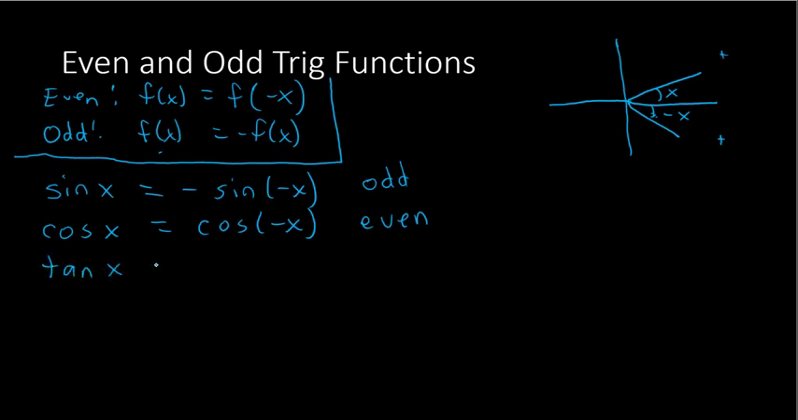And then we can do the same idea with tangent. So the tangent of x, how does that relate with the tangent of negative x? Well, tangent, remember, is sine over cosine. Up in the first quadrant, both sine and cosine are positive, so tangent is positive. Down in the fourth quadrant, sine is negative and cosine is positive. So the signs are different, which means the tangent is going to be negative. So the tangent of x and negative x are opposites. So the tan of x is equal to the negative tangent of negative x. So with that being said, that would fall under the category of odd.